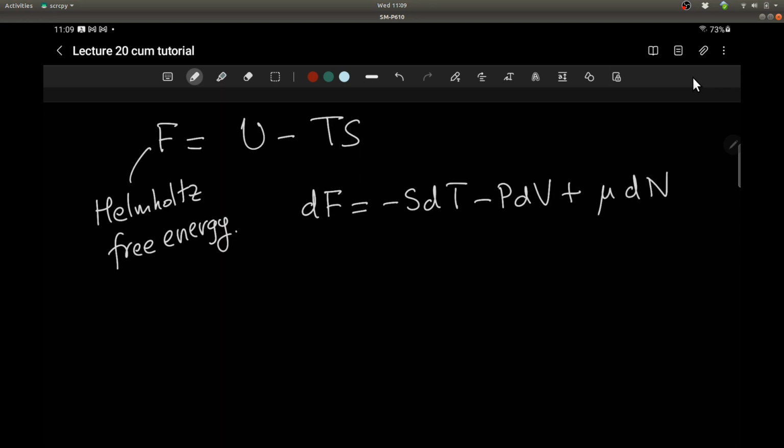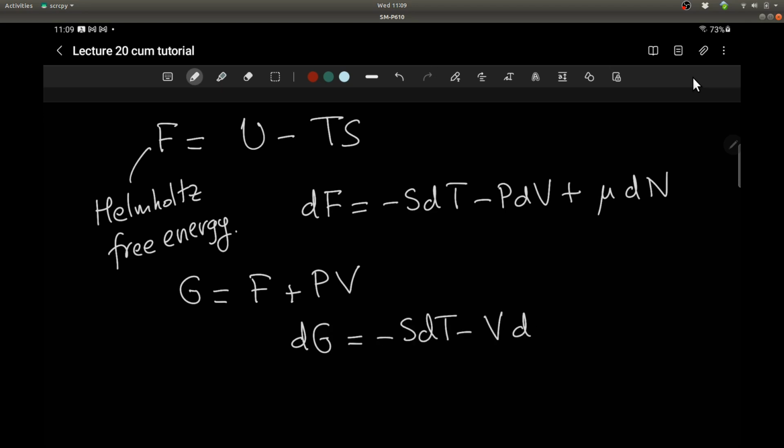Okay, but there is a second free energy, which is the Gibbs free energy, G. It's a Legendre transform, and it's F plus PV. Okay, then an exercise shows that dG is equal to, if you push all these things through, minus S dT plus V dP plus mu dN. Okay, so looking at this, we can see that G is a function of T, P, and N.